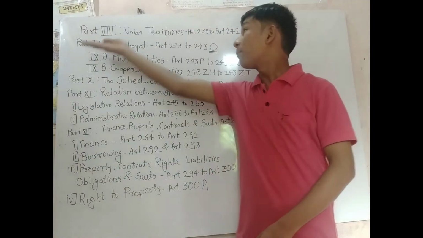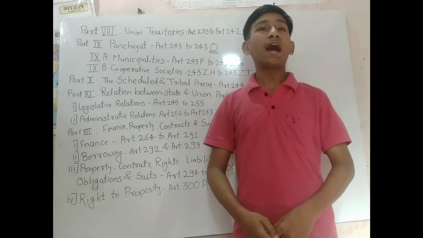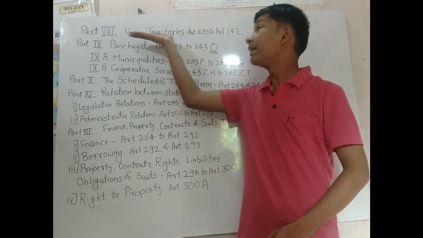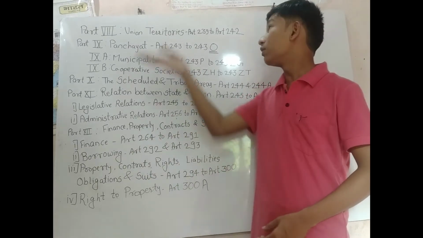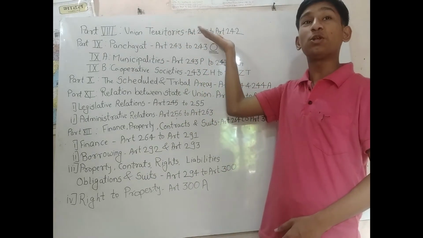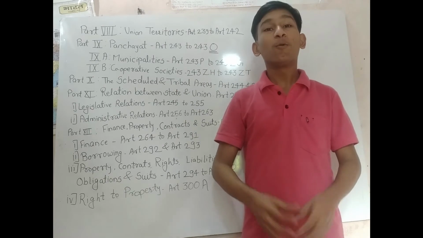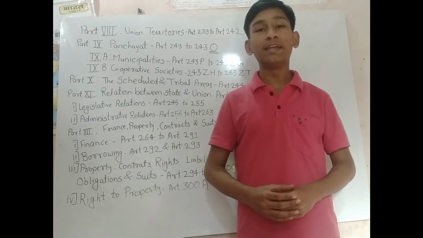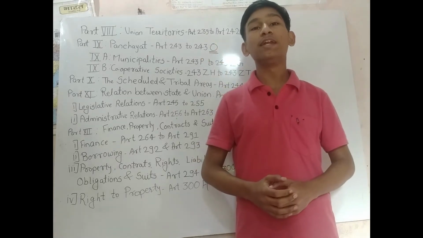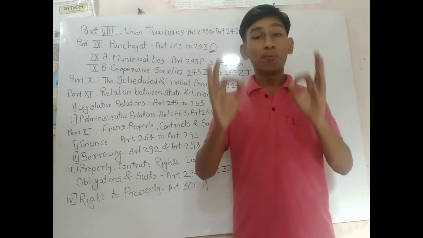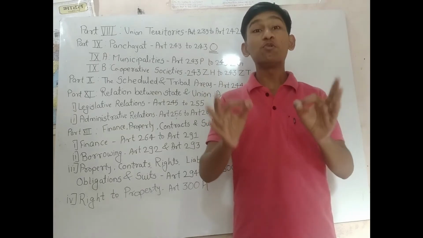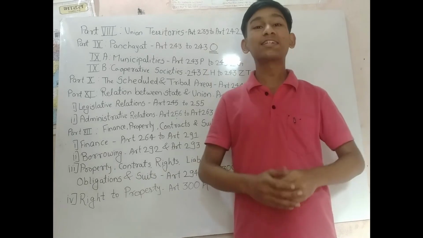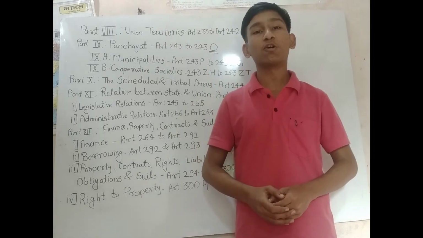So now Part 8 of the Indian Constitution. After the Union and the States, it's now the turn for Union Territories, lying from Article 239 to Article 242 of the Indian Constitution. What is the criteria to declare any region a union territory? How are all the functions of the union territories governed, and what are the special provisions for Union Territory Delhi? All these questions are discussed in this Part 8 of the Indian Constitution.